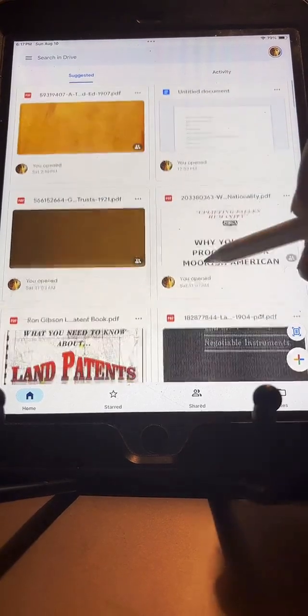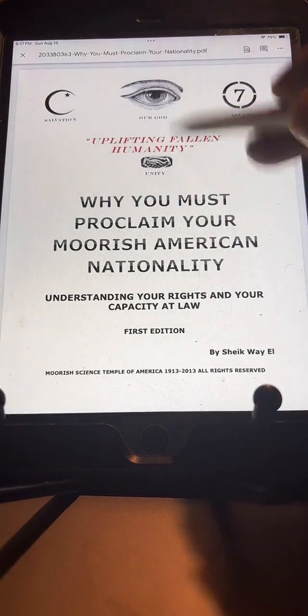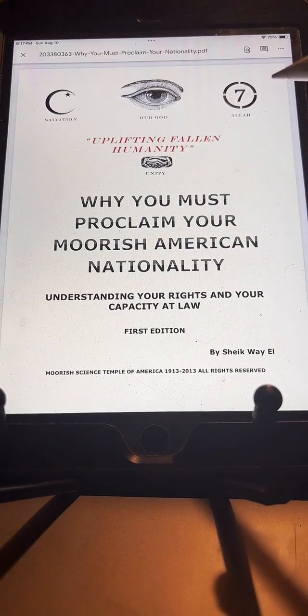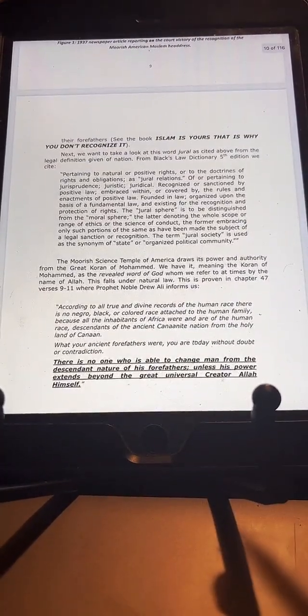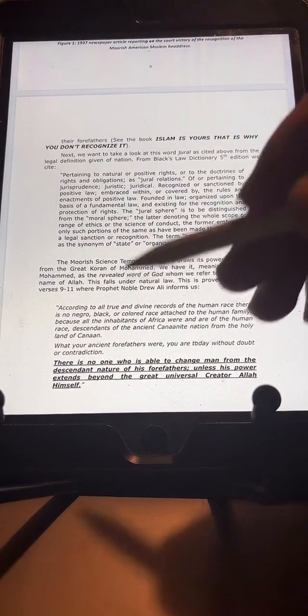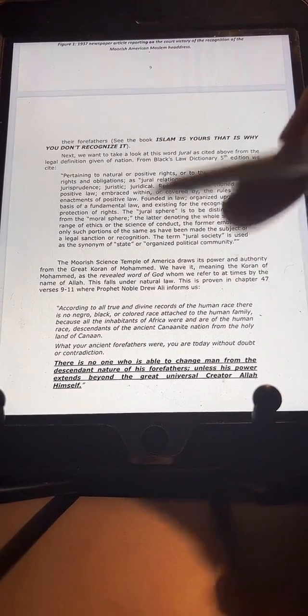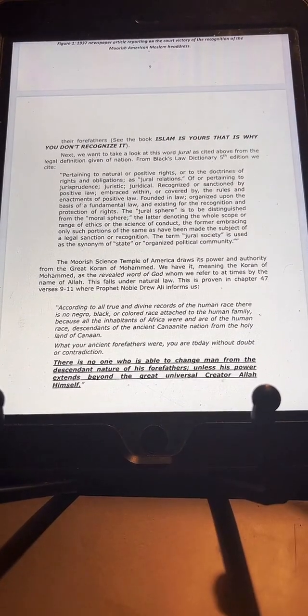Yeah, the Moorish American titles, right? How to proclaim your Moorish nationality. You get what I'm saying? Everybody should claim their Moorish nationality. Every last one of you is born in Morocco. You should register yourself as a Moroccan. If you don't register yourself as a Moroccan, you don't have the highest form of title in this country.